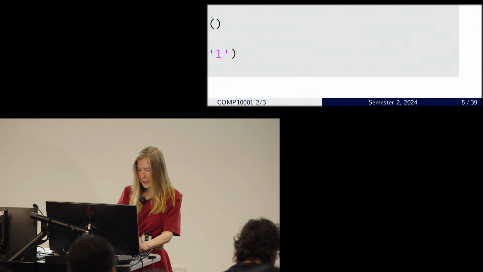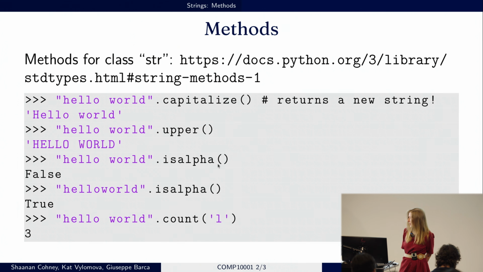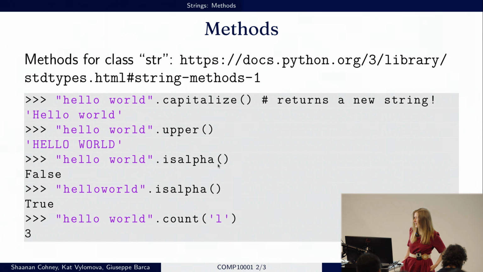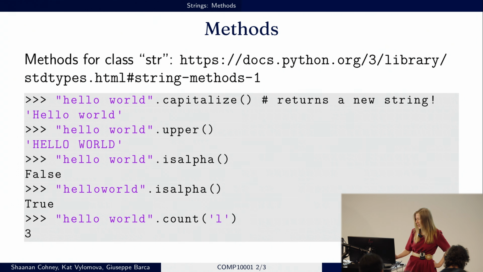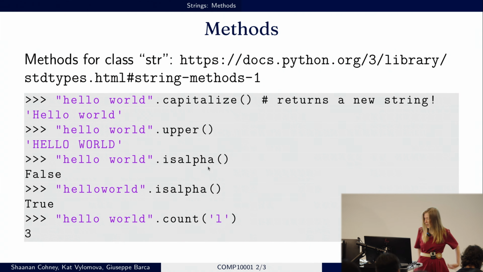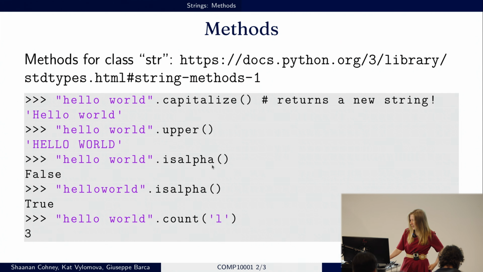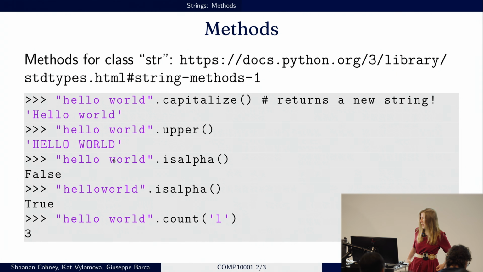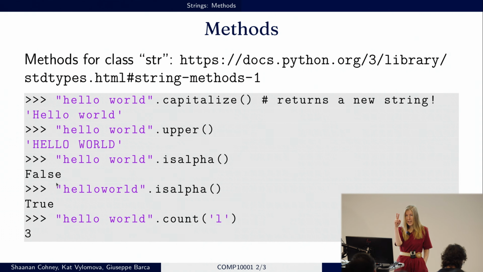Okay, so what else can we do? We can also ask whether this particular string only contains alphabetic characters. So there is a particular method called isalpha. And in this case, you see that it returns a new data type that we haven't discussed yet. So this data type takes two values, false or true. It's called Boolean. We'll cover this in a few minutes.